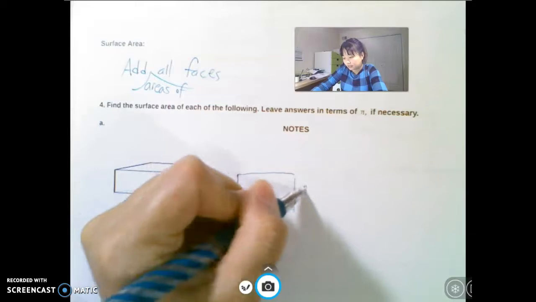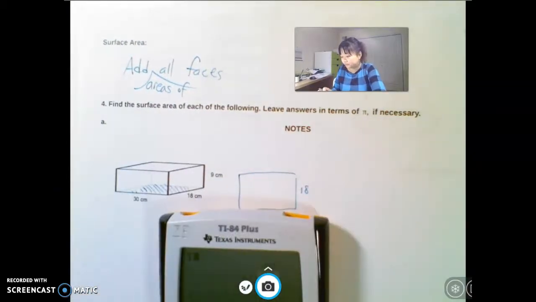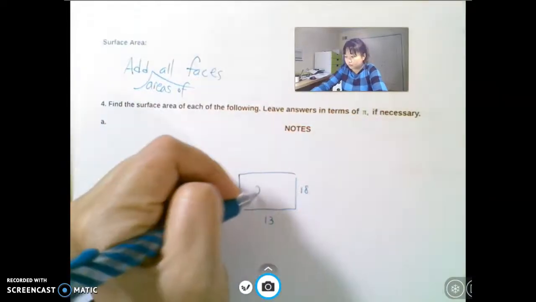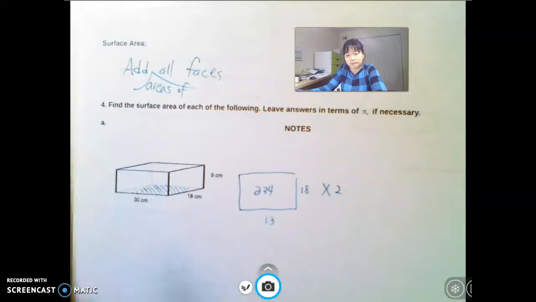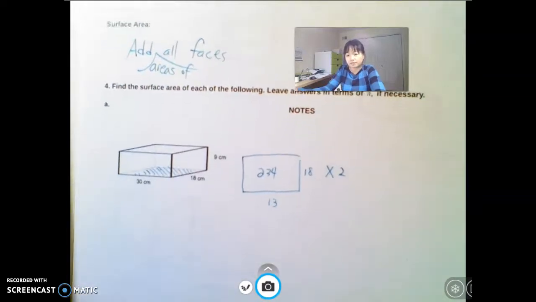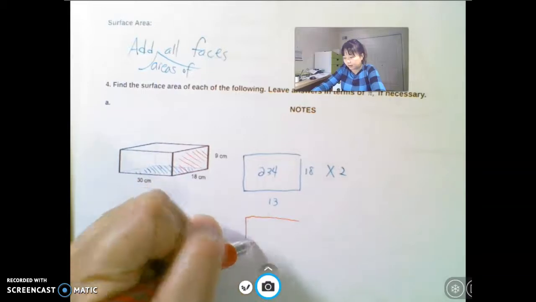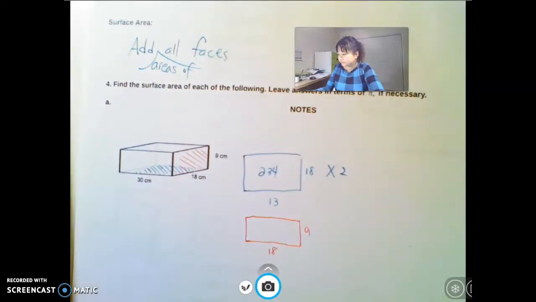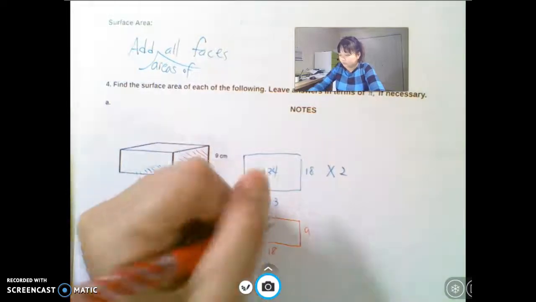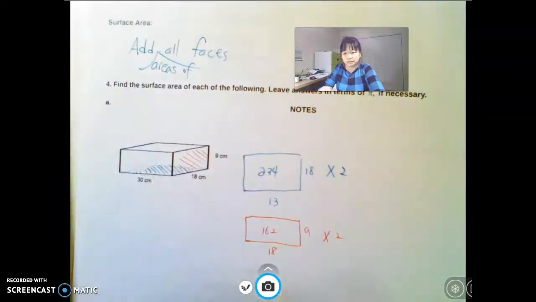13 and 18, right? So 13 times 18 is 234, and you have 2 of them, bottom and top. And then what about the side? So left side and the right side. There's that rectangle right there. That's 9 by 18. So that's 162, and you're gonna also have 2 of them, left, right.